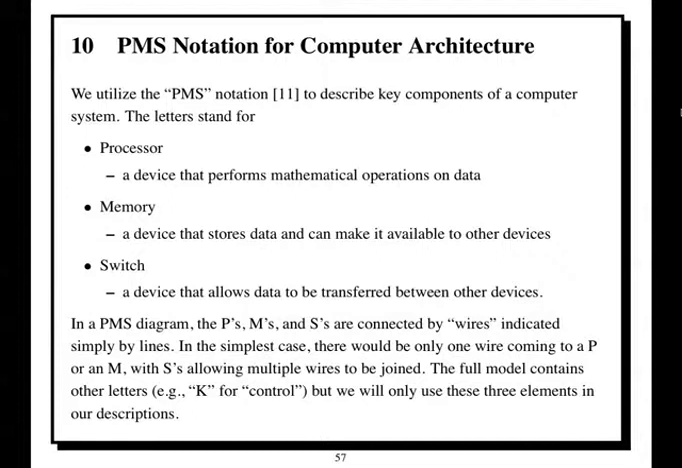But the idea is to look at components that do different things. So the processor does some sort of operations on data. Memory stores information in either instructions or data. And then switches are things that connect the components. Now, in the full PMS diagram, there are more letters than that. There are controls and different things. But we can go a long way with just these 3 letters, P, M, and S. And so I want to show you what that looks like.